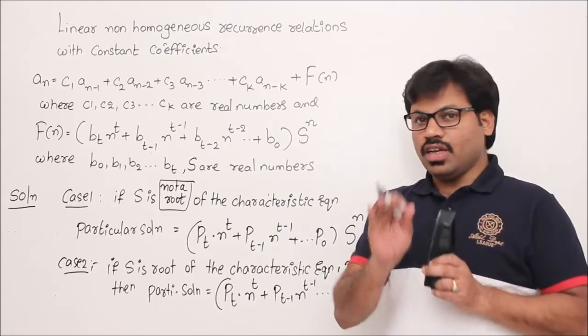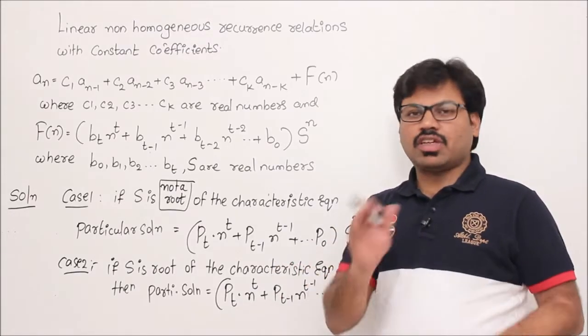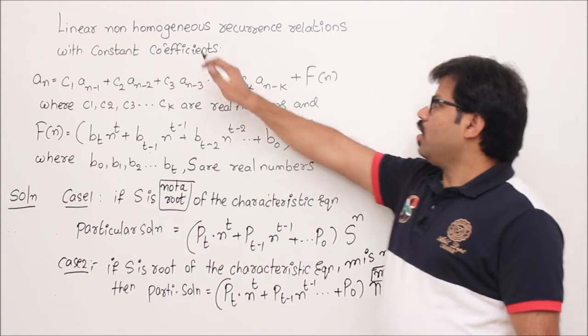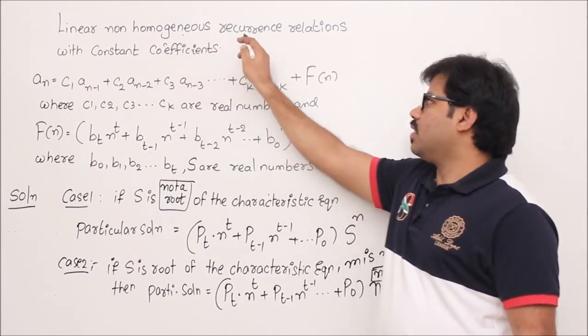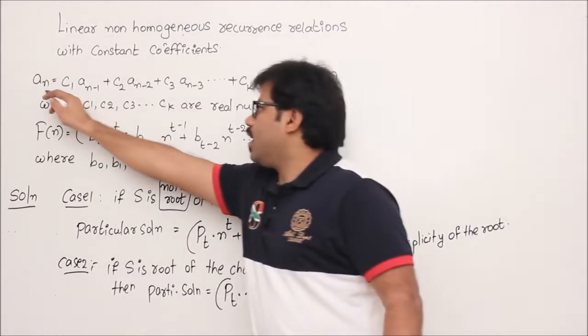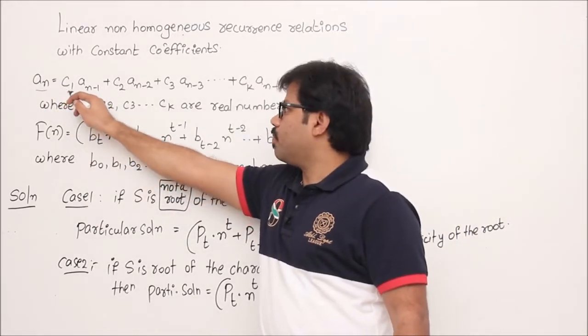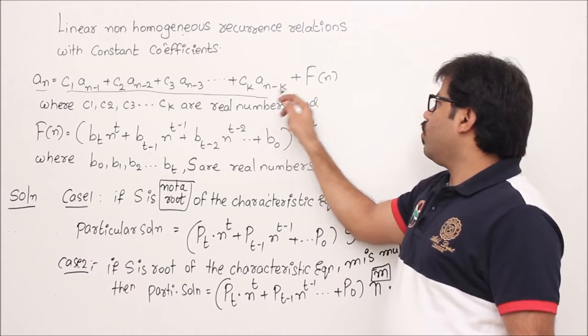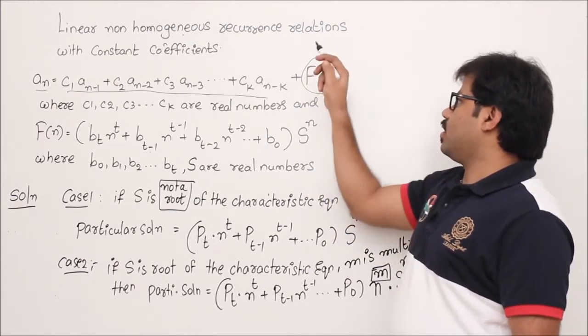So far we have seen linear homogeneous equations with constant coefficients. This time, linear non-homogeneous recurrence relations with constant coefficients. How does it look? It will be like the linear homogeneous one, the same. The only difference is you will get f of n extra, that's it.